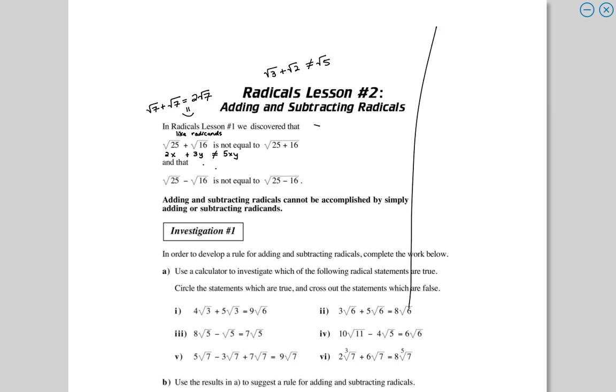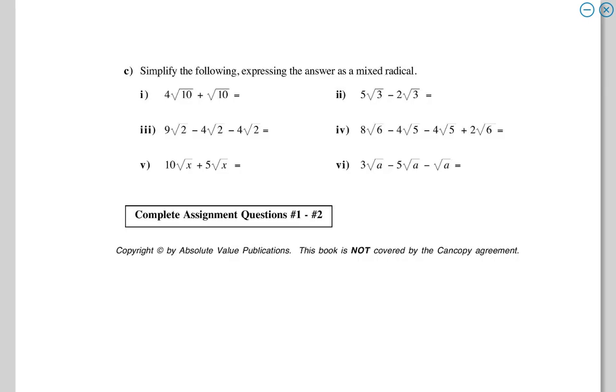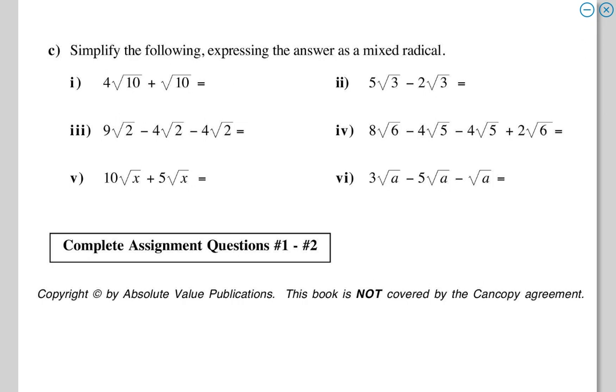Okay, let's actually do the bottom of the page. Yeah, we could do this page. Part C on the first page. Can you read letter I to me? 4 root 10 plus, yeah, I would say it like that. That's just a 1 root 10. Just like here, this is a 1x, even though there's no 1 written. 1x plus 1x is 2x. 4 root 10s plus 1 root 10 altogether makes 5 root 10s.